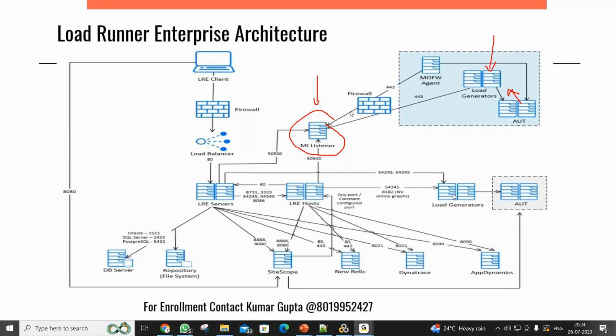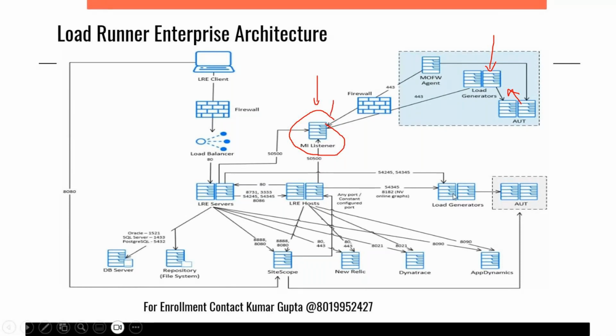Inside the network, behind the firewall, where your application under test is. Wherever your application under test is, that's where your LG needs to be installed, in the same network, behind the firewall. But the problem is it has to communicate to the LRE host. That doesn't happen automatically since there is a firewall. So you need an MI listener for that.